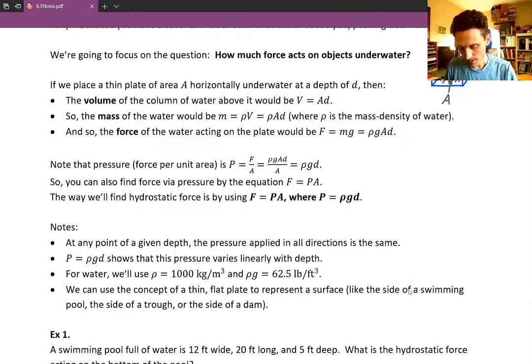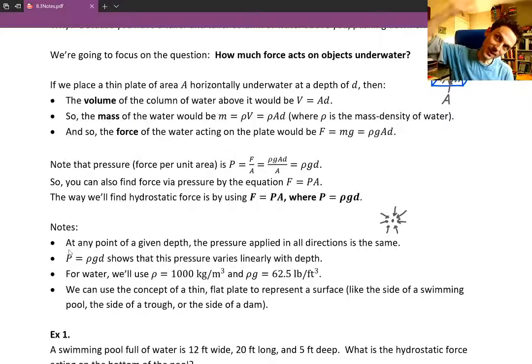Okay, a few more notes. The first note says that at any point at a given depth, the pressure applied in all directions is the same. If you look at any given point, there's water all around that point, and so the pressure is being applied from all directions. You don't have to have your ear facing upward to feel that column of water pushing down on it. The pressure is applied equally in all directions at that depth.